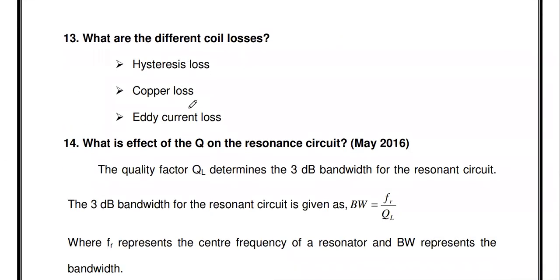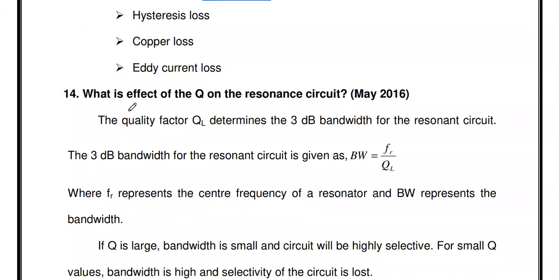Okay, then the next one, what are the different coil losses? We are using the inductor and capacitor as a tuned circuit in the tuned amplifier. So in that coil, what are the different types of coil losses available? One is hysteresis loss, copper loss, and eddy current loss. These are the different types of coil losses.